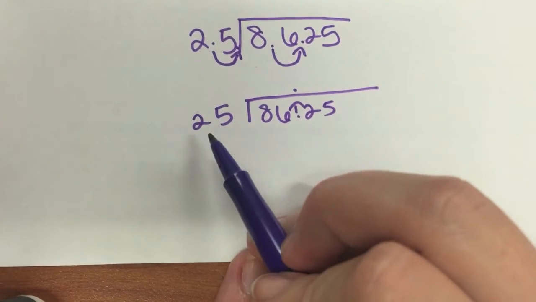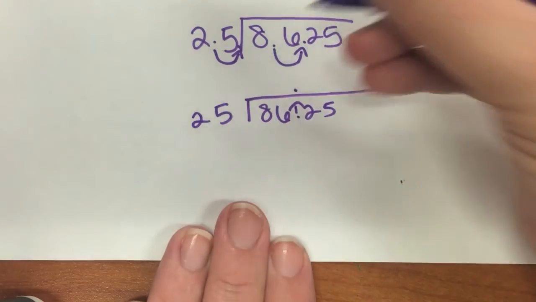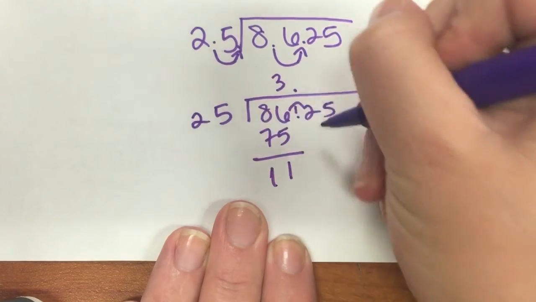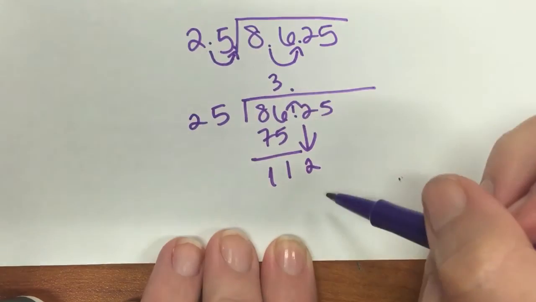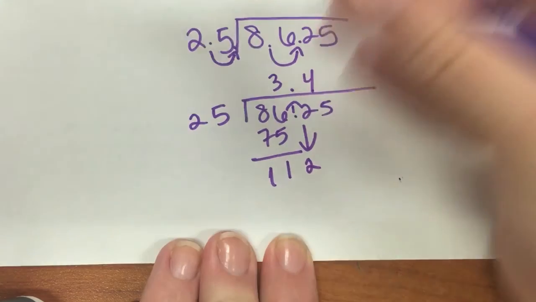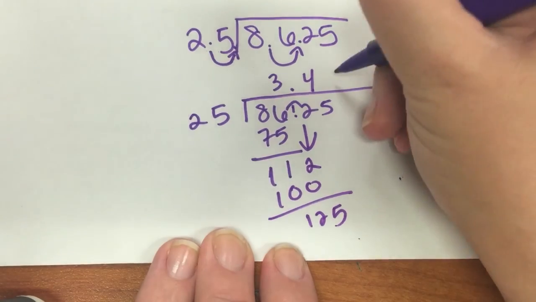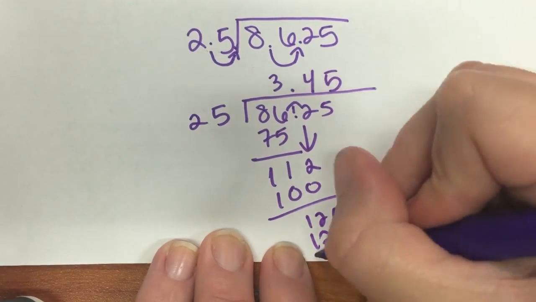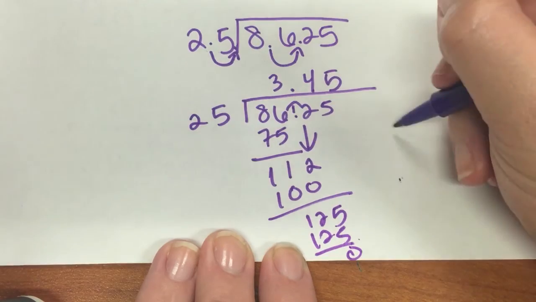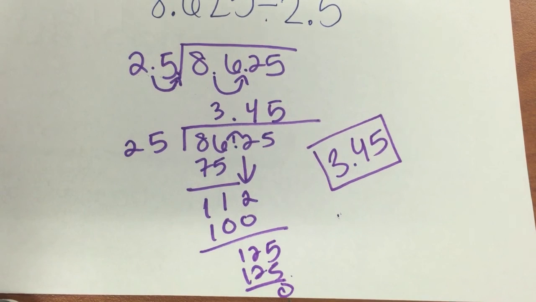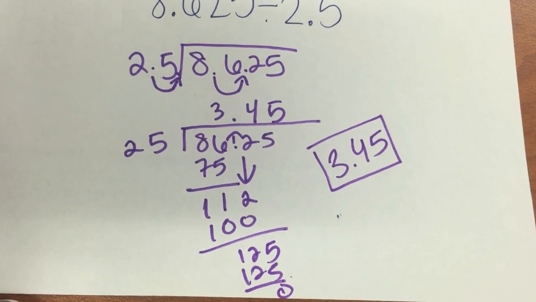So 25 goes into 86 3 times, and that's 75. Subtract it out. Bring down my 2. 25 goes in 4 times here. It's 100. Bring my 12 down. And it goes into 125 5 times. And that comes out perfectly. And so our final answer is 3.45. So again, once you got that new problem, you no longer have to move your decimal. So that's how you multiply and divide decimals.